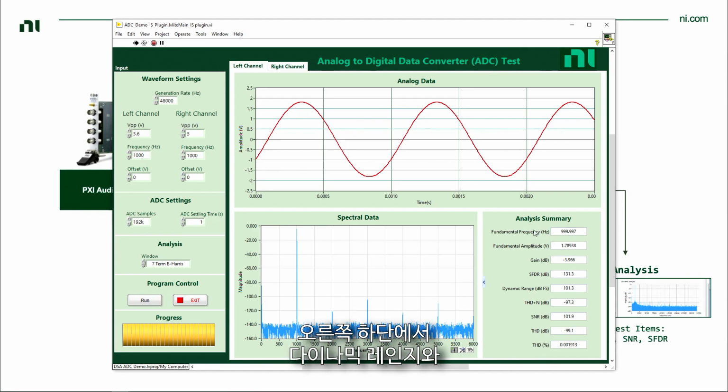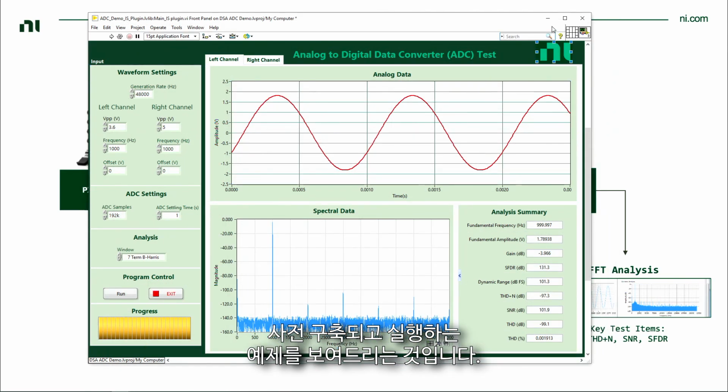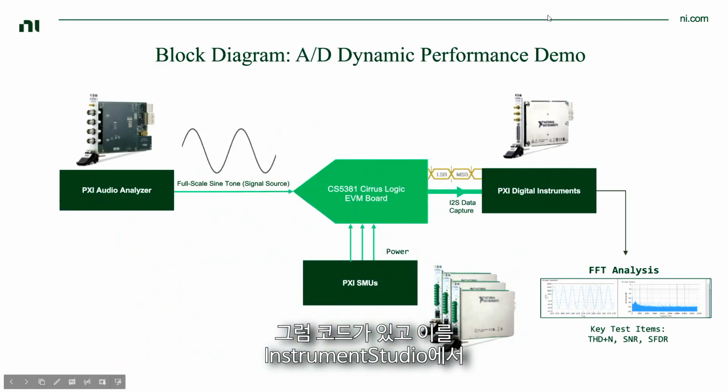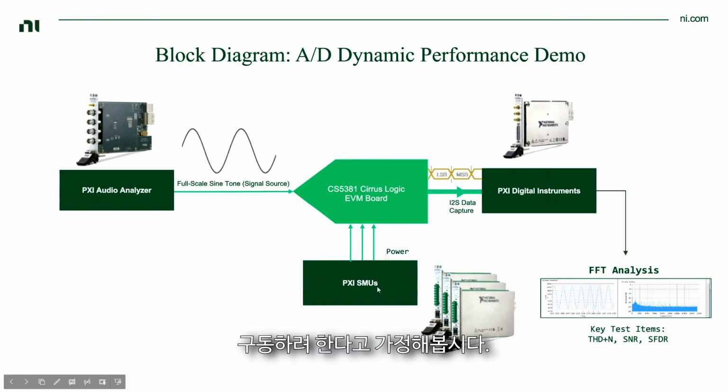Then in the bottom right-hand side, we can see our key test parameters, including our dynamic range and our total harmonic distortion and noise. And this isn't the point of the demonstration, but we're seeing really, really good performance here as well. But the main point here is to just show you an example of a LabVIEW program that's pre-built and running. Now, let's say you take that code and you want to run it in Instrument Studio.